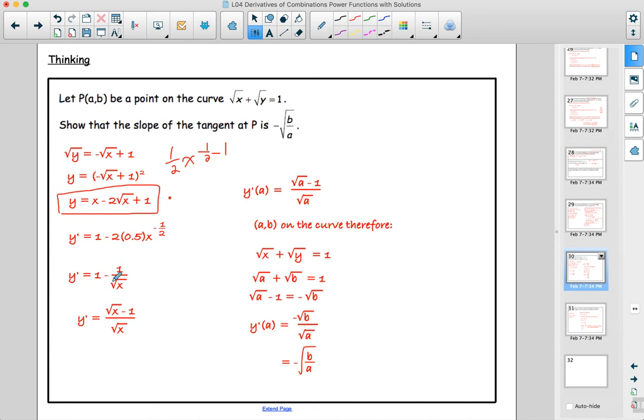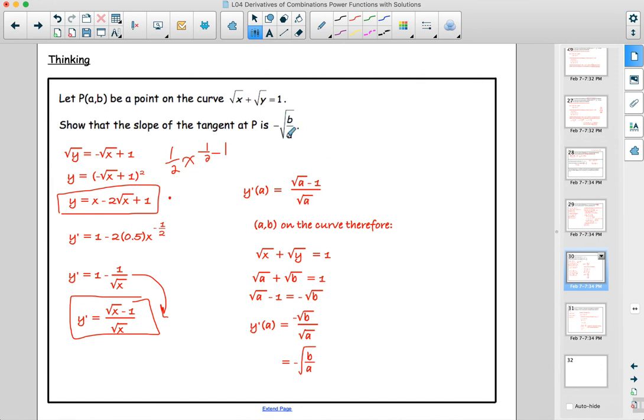And then what I'm going to do is a common denominator. I'm going to multiply this by root x over root x, and then get root x minus 1 over root x. So the derivative in the end is root x minus 1 over root x. And we can verify root x divided by root x is 1, minus 1 over root x. So those two are indeed equal to each other. Now I need to find the derivative at a, y prime at a. So I'm going to plug in a, and I'm going to get root a minus 1 over root a. And now that little hint.